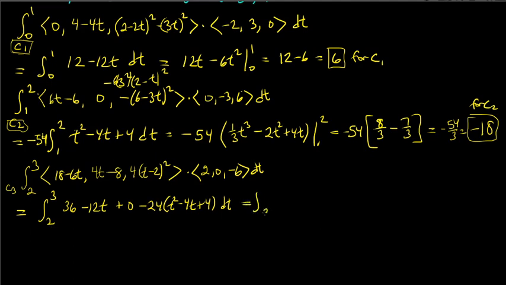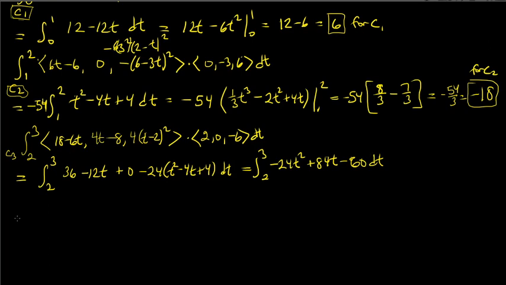So before we integrate this, let's work this all out. We're going to get negative 24t squared, and that's the only squared term we have. We're going to get negative 24 times negative 4, 96 times t, minus 12 times t, right? So 96 minus 12, I think we get 84 times t. And then negative 24 times 4 is negative 96, plus 36 is negative 60 dt.